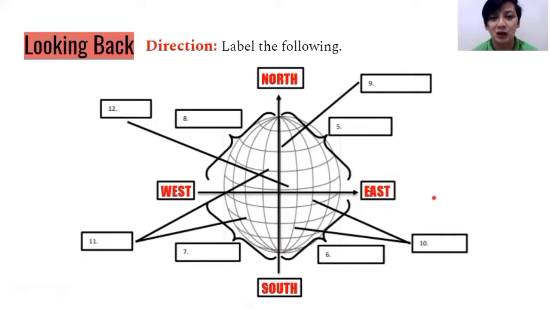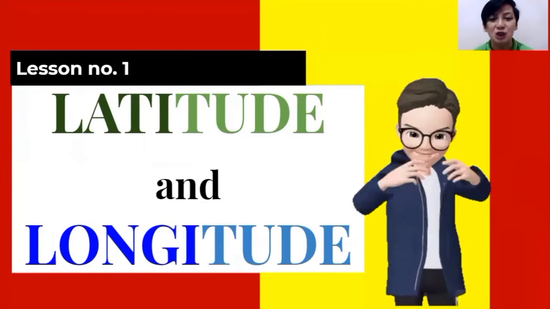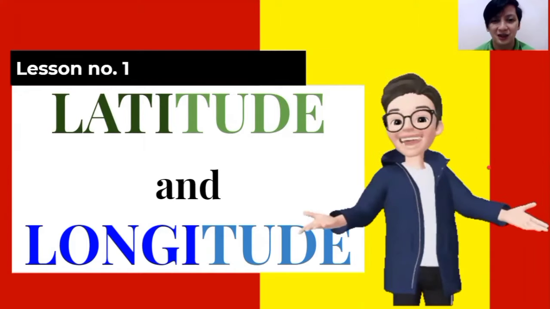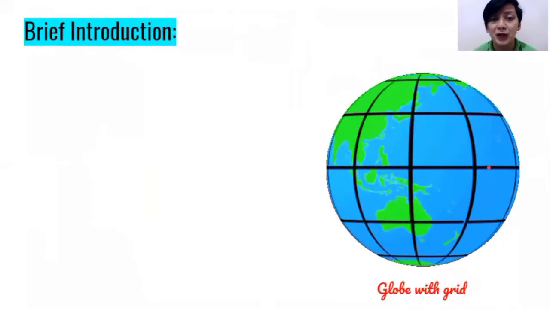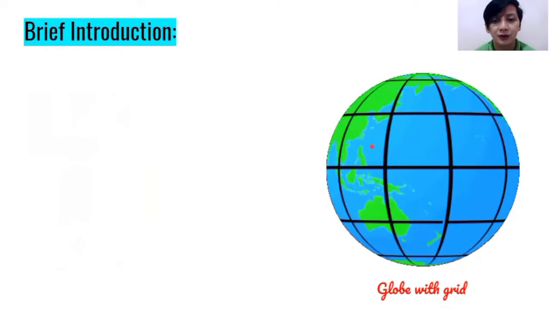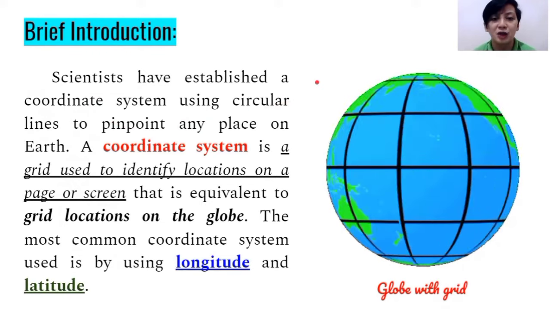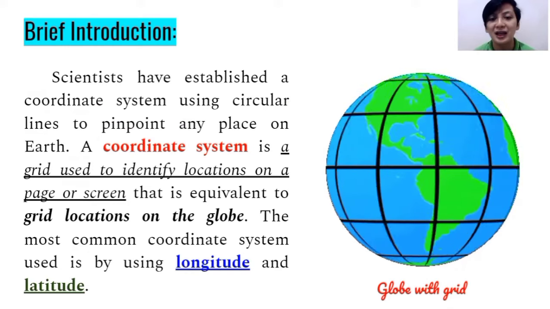So on the other hand, all you have to do is to label all the blank spaces or the blank boxes in our illustration so that we are able to complete this diagram. Do not forget that. And for our lesson number one, we are going to focus on latitude and longitude. So as a brief introduction to latitude and longitude, scientists have established a coordinate system using circular lines to pinpoint any place on Earth.